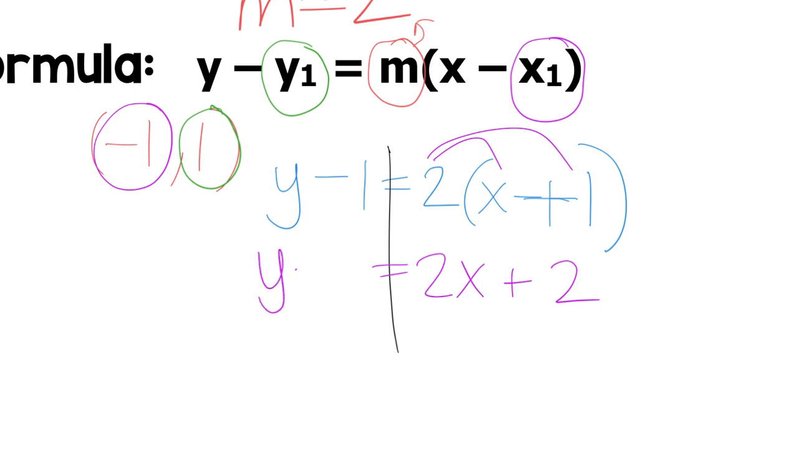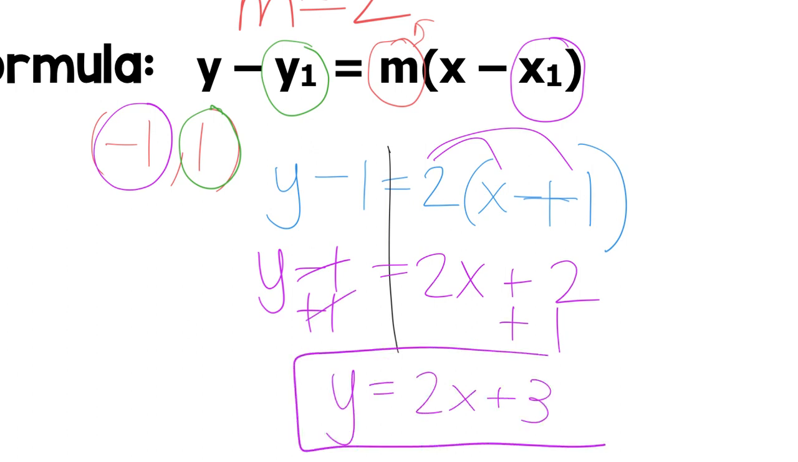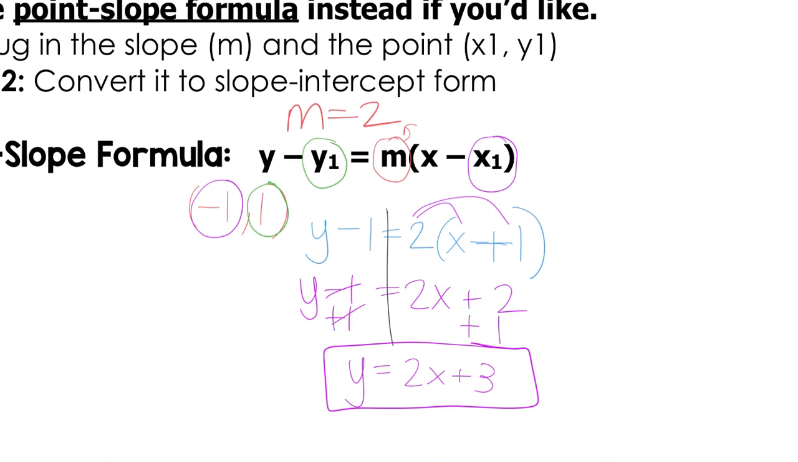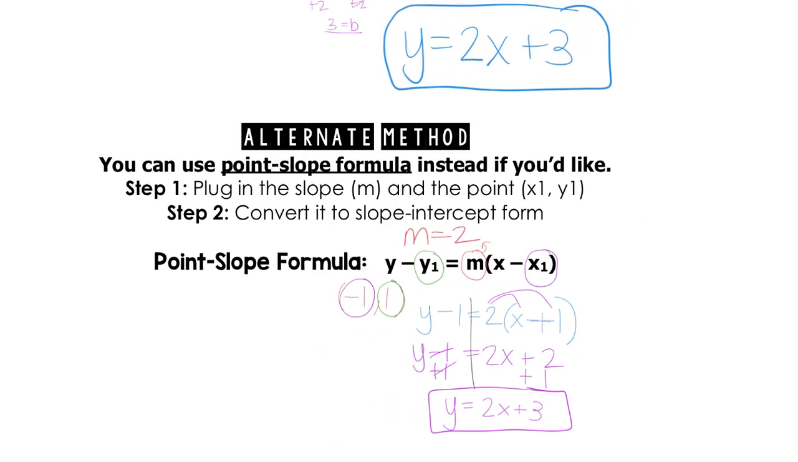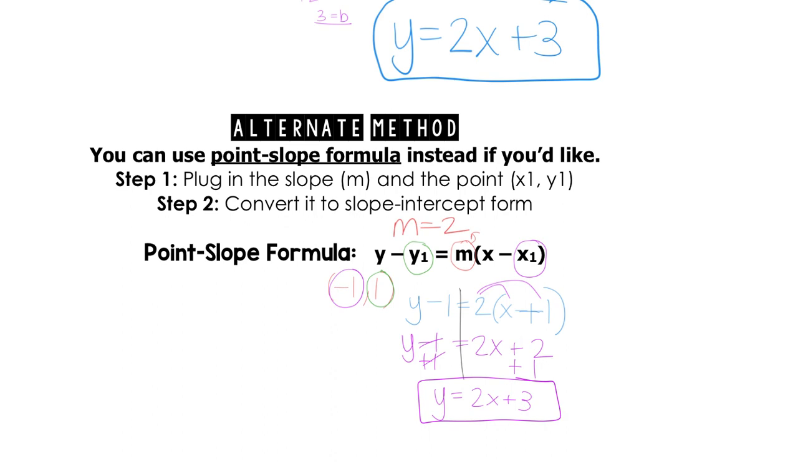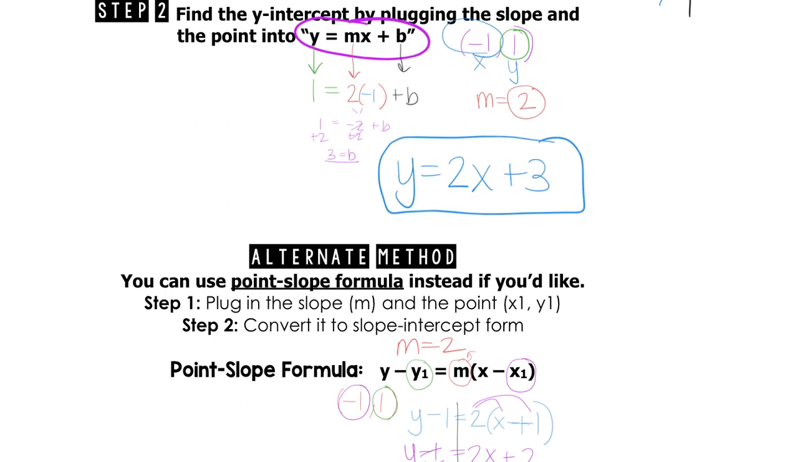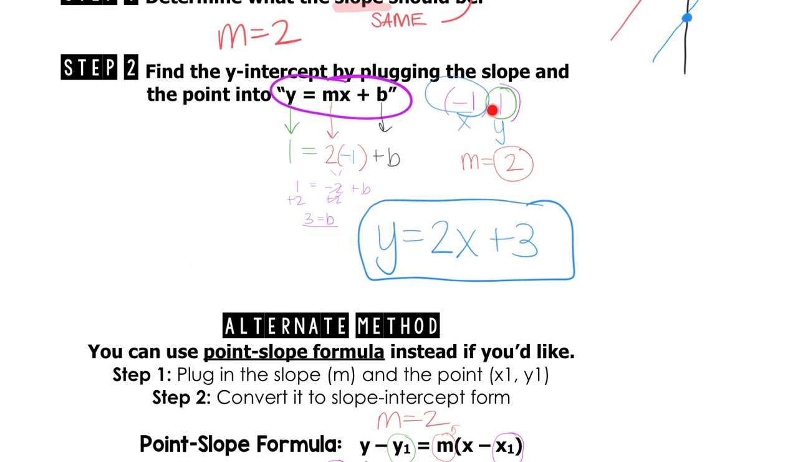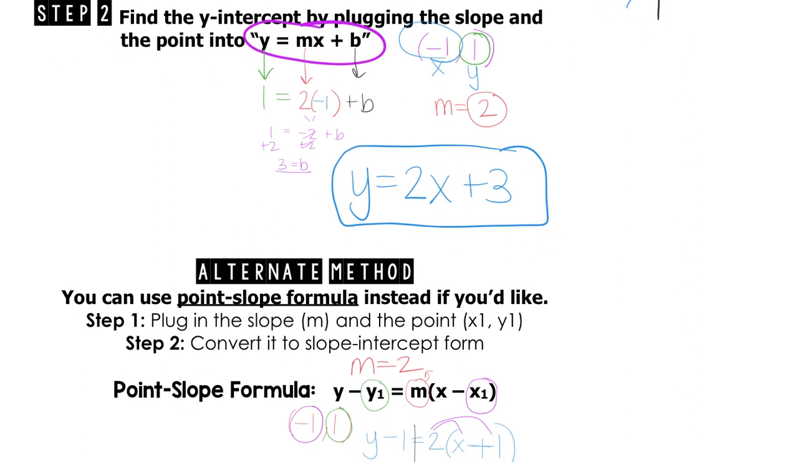And then over here you would have y minus 1. And then you can just add the 1 to both sides. And we got y equals 2x plus 3. There we go. So that's the other method. You can use either one. You can use the point slope form and just plug it in, or you could use slope intercept. But make sure if you're using slope intercept, once you get that intercept, you have to put it back into the equation like this. Okay, so that's how we write equations for parallel lines.